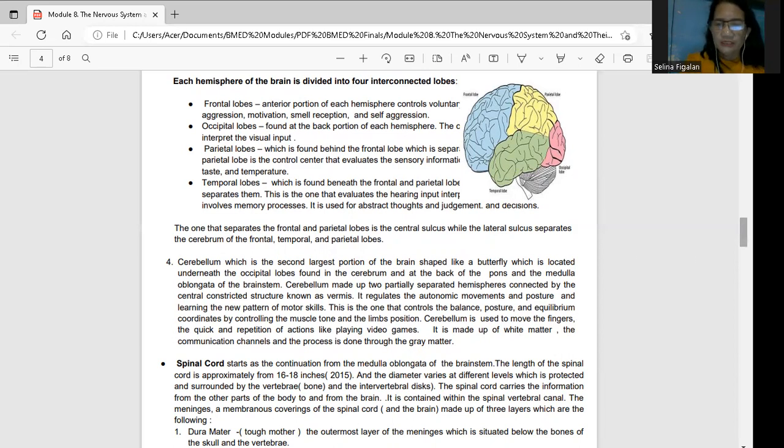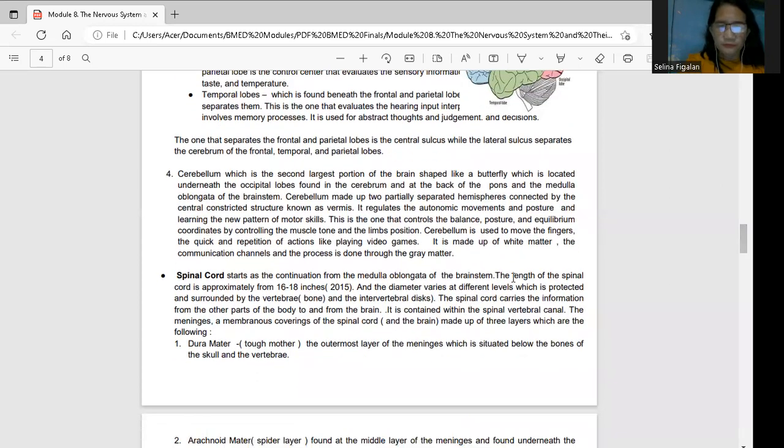Okay? How about the spinal cord? Next here is the long spinal cord. Okay, the one that protects the spinal cord is your spinal column. It starts at the continuation of your medulla oblongata of the brainstem. Since this is your brainstem, class, the continuation of your brainstem is your spinal cord. The spinal cord carries the information from the other parts of the body and from the brain. This means from the brain to the body or from the body to the brain, it passes through the spinal cord.